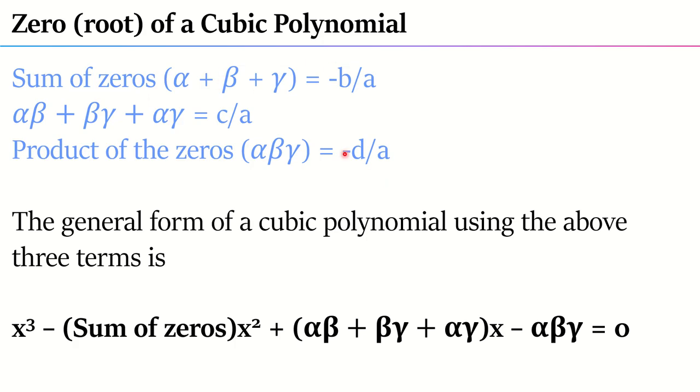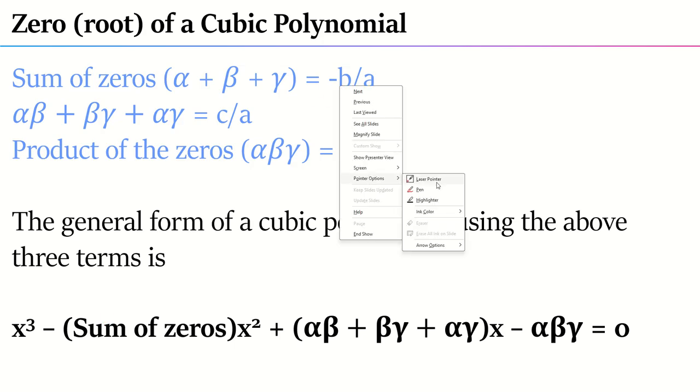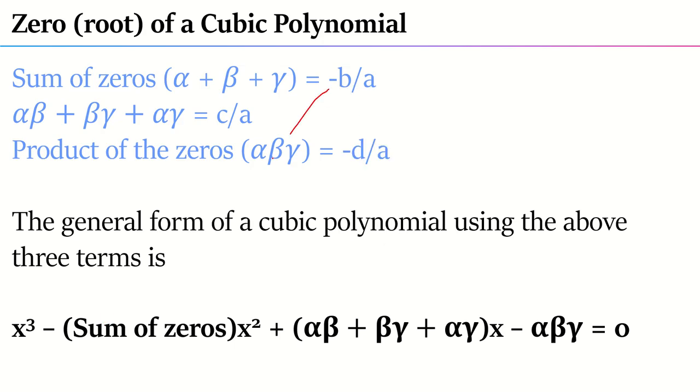So putting all these three together, the general form of the cubic polynomial is x cube minus the sum of the zeros times x square, plus the sum of the products of two zeros, alpha beta plus beta gamma plus alpha gamma, times x, and minus the product of the zeros. So using these alpha, beta, gamma values, you can construct the cubic polynomial using this formula.